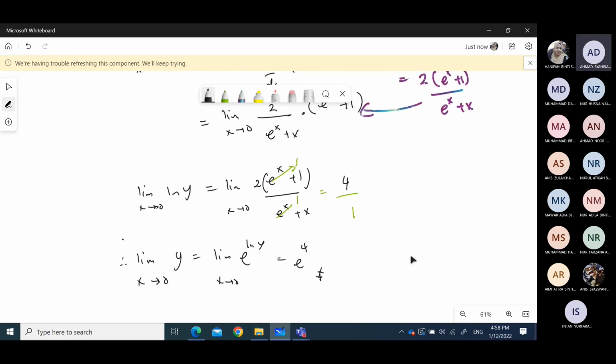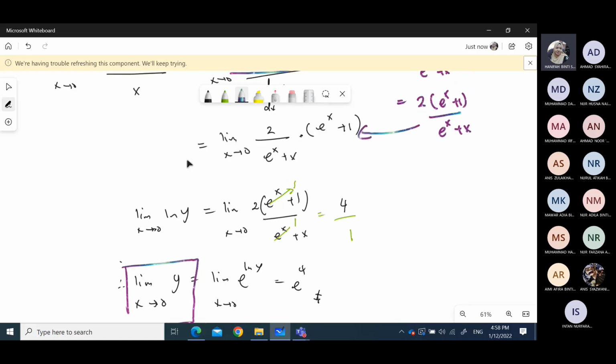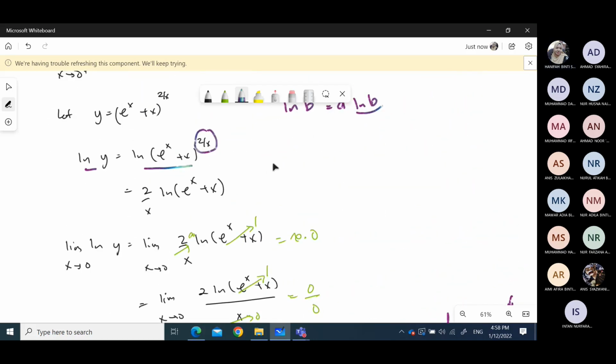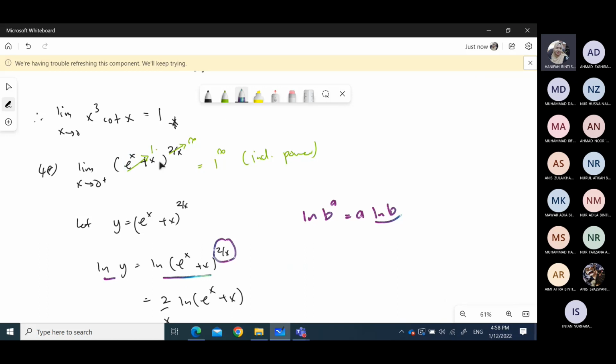Ada soalan? Saya tak faham kenapa dia jadi ln y, madam. Kenapa jadi ln y kat sini? Tak. Yang kat bawah tu. Limit ni, ln y. Okay. Right. So now sebenarnya kita nak limit as x approach to 0 for y. Ini soalan kita. This is the question. The question asks you to find limit x approach to 0 for exponent of x plus x to the power of 2 over x. So this one, yang ini yang soalan minta.